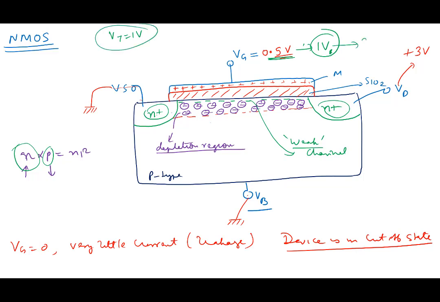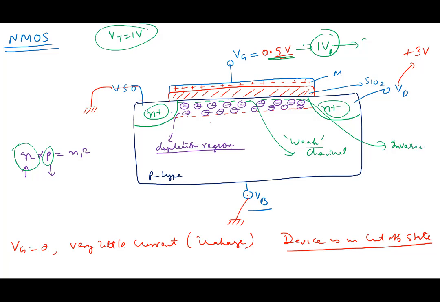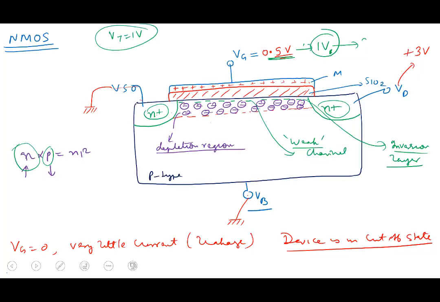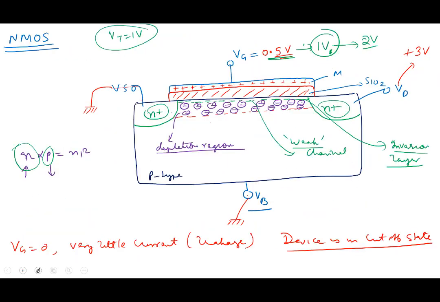Note that when you go to 1 volt, you've already inverted the surface. You've created an inversion layer, a reasonable inversion layer. Electrons are there, because a normal P-type semiconductor would have more holes, and now you have more electrons at the surface. But at 1 volt also, the channel is not very strong. So you go to 2 volt, and now the channel becomes really strong here. Very, very strong channel. And then you can go to 3 volt and all that, and make the channel stronger and stronger.